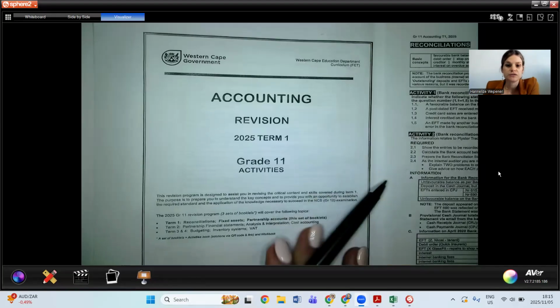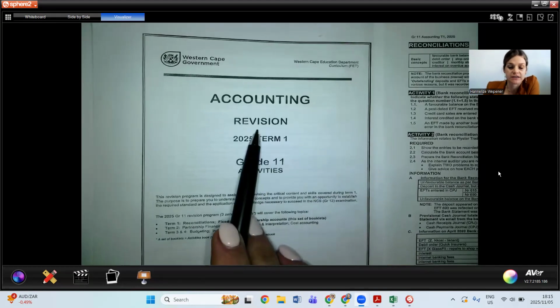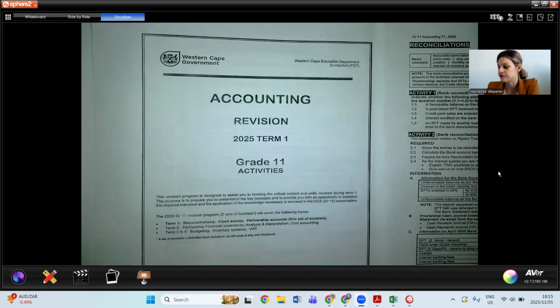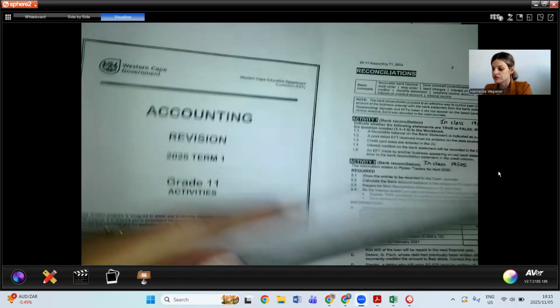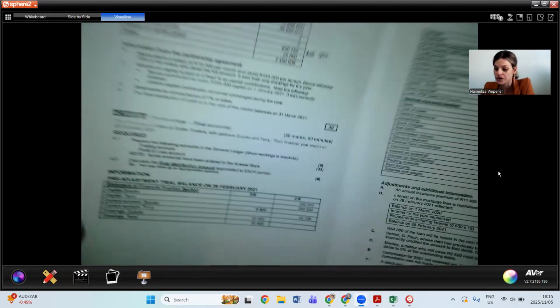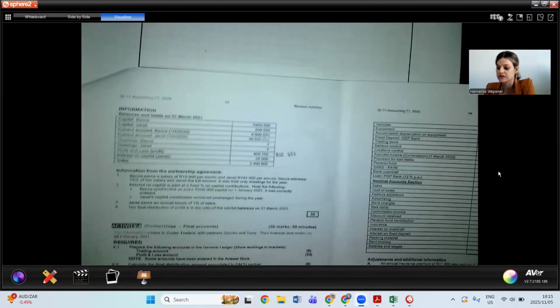So I'm going to use the Term 1 2025 revision as provided by the WCD for the following revision questions. So I'm going to go to the last activity, activity 4, the partnerships and the final accounts. That is on page 13.